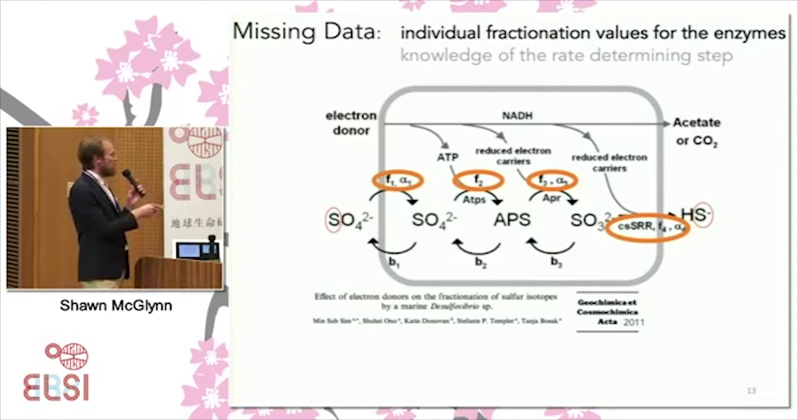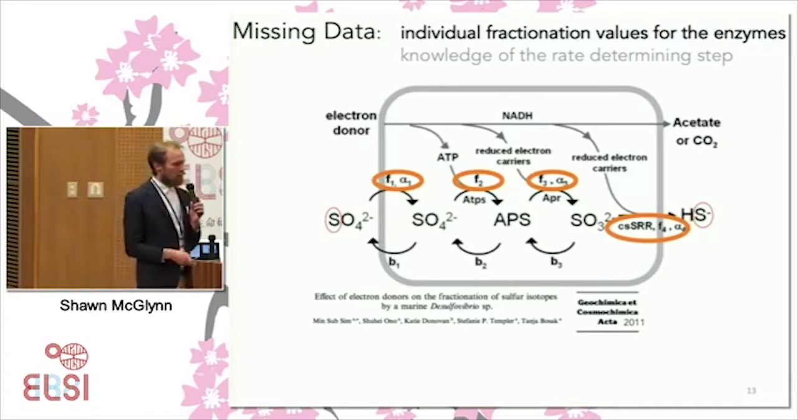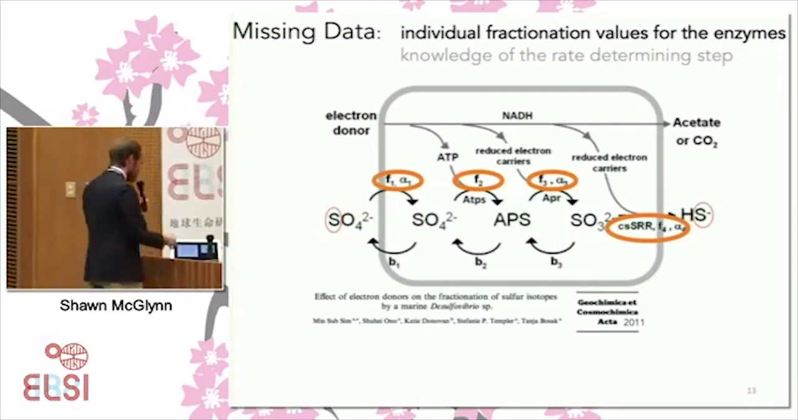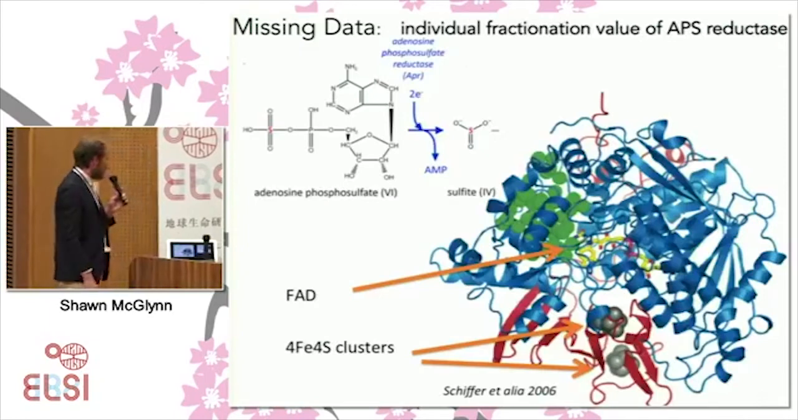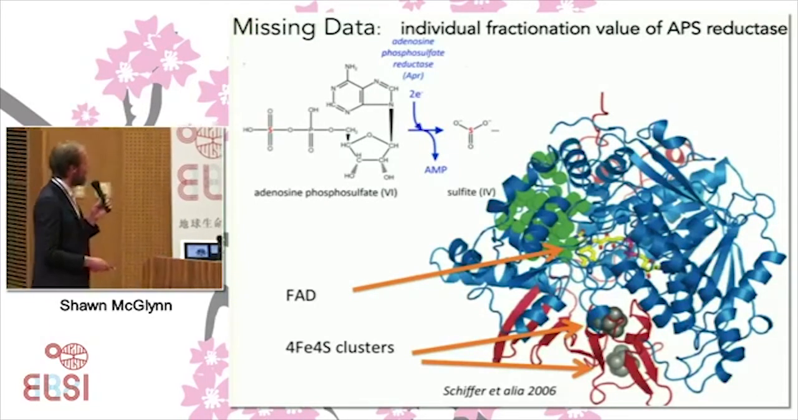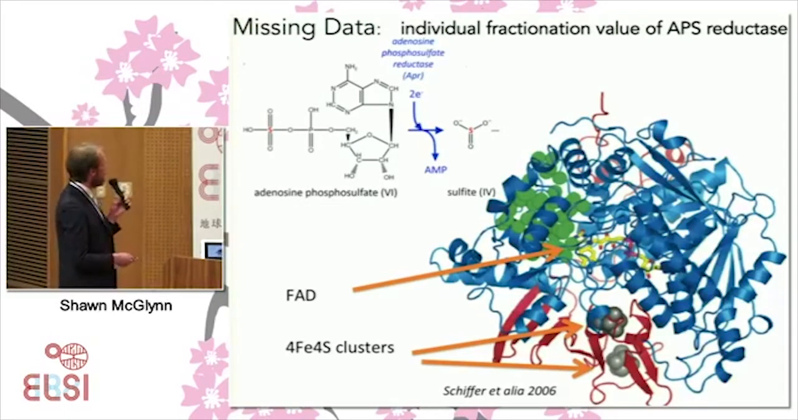And that leaves us with a second part, missing part of the data here, which is the actual numbers that are associated with these enzymes. As an individual catalyst, what is the stable isotope fractionation of this catalyst? So we sought to address that question by purifying the enzyme and assaying it using isotope ratio mass spectrometry of the substrates and products to determine that value.